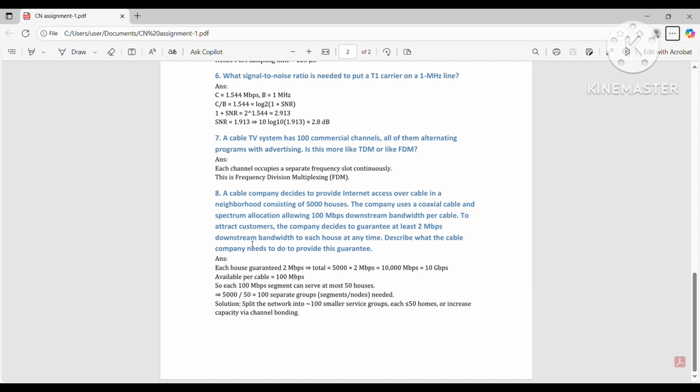And the final one: a cable company decides to provide internet access over cable in a neighborhood consisting of 5000 houses. The company uses a coaxial cable and spectrum allocation allows 100 Mbps downstream bandwidth per cable. Here we have to describe what the cable company needs to do to provide this guarantee. The cable company uses shared bandwidth, so each house is guaranteed 2 Mbps, that is, the total required bandwidth is 10 Gbps.